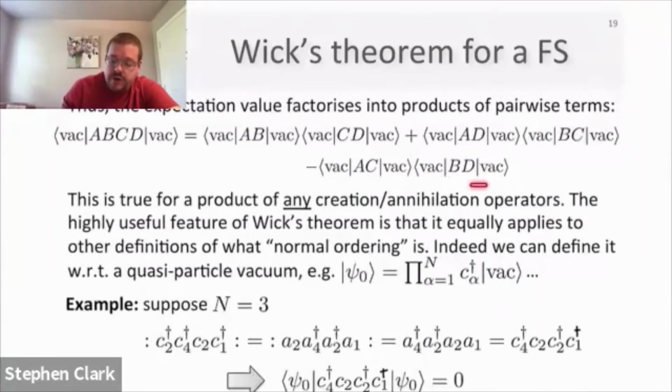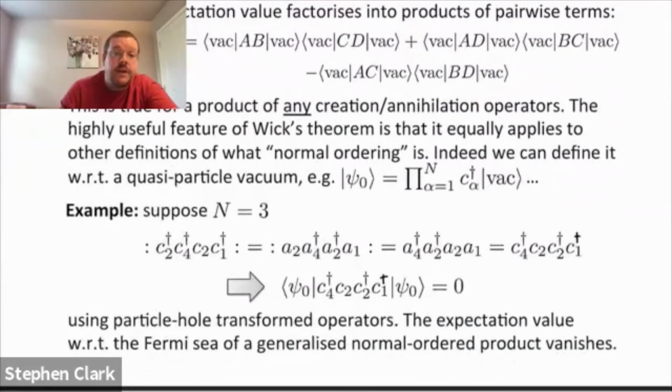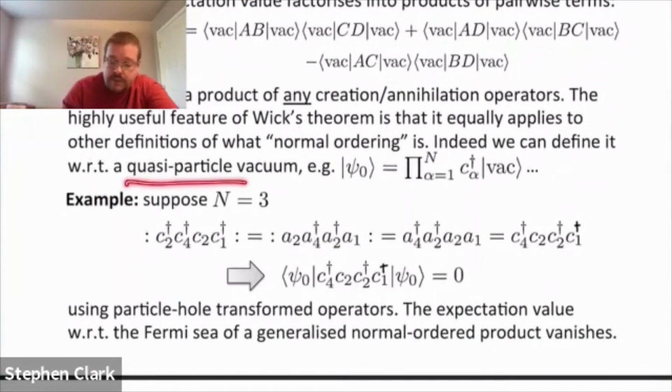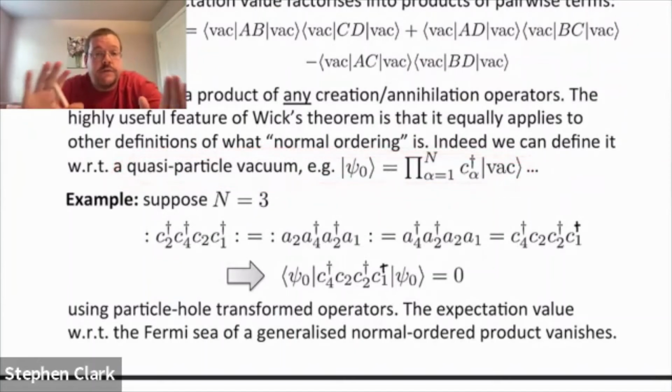Now, here I'm talking about the real vacuum. But in condensed matter, we don't have the real vacuum. We have some ground state, which involves a Fermi surface. So instead of using the real vacuum, why don't we use the ground state of a non-interacting electronic system? That's exactly the trick we're going to do. We're going to use the quasi-particle vacuum, which is precisely a Fermi surface. And we can define normal ordering with respect to the quasi-particle vacuum, exactly as we did before. And it works exactly the same.